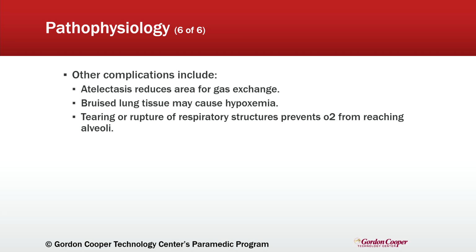So some other complications, we see some atelectasis. That just refers to the collapse of the lung tissue. That reduces the area of gas exchange. Less surface area means less oxygen can be absorbed into the bloodstream. And then bruised lung tissue can lead to significant hypoxemia, just this dangerously low level of oxygen in the blood, which obviously can have some serious consequences.